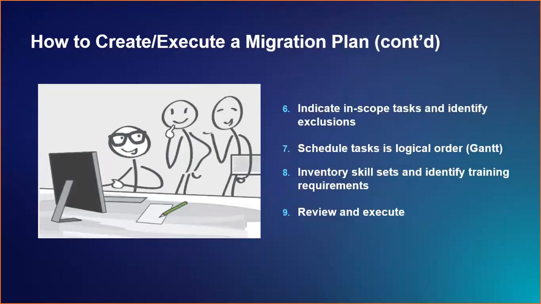Next is a larger task. So this is identifying in-scope tasks and identifying exclusions. Almost more important than identifying the in-scope is identifying the exclusion. A common mistake with many organizations is to take on too much at once, and often it really helps to determine what lower priority items can be postponed until later to keep the project scope clearly defined, and will help the migration be focused and shorten the duration as much as possible.